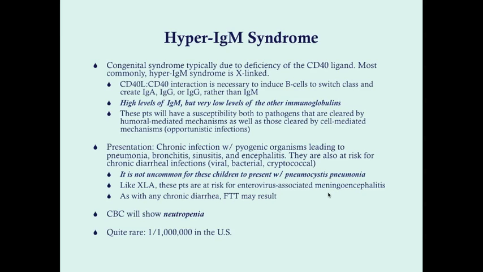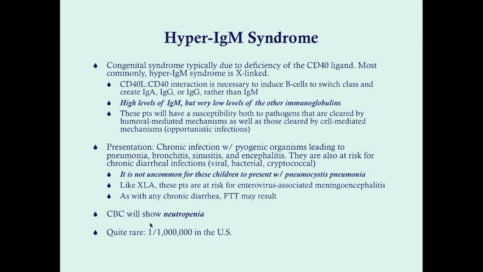So that's just going to be the XLA and hyper-IgM syndrome. You don't see that in CVID. You don't see that in selective IgA deficiency. And as with any chronic diarrhea, you can have failure to thrive. So if this presents in a child that's 12 months or 2 years old or 2.5, you can see failure to thrive because they have chronic infection.